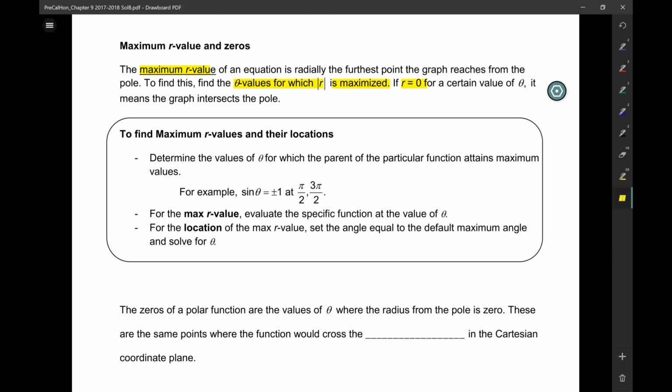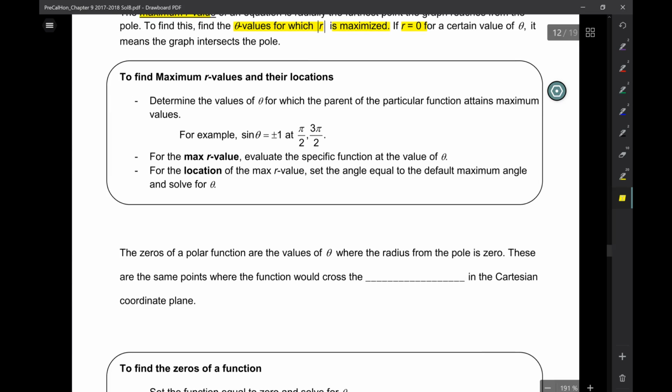So to find maximum r values and their locations, here's what we do. First, determine the values of theta for which the parent of the particular function attains maximum values. Like I just said, is it sine at the pi over 2's? Is it cosine at 0, pi, and 2 pi? So for example, sine is plus or minus 1 at the pi over 2's.